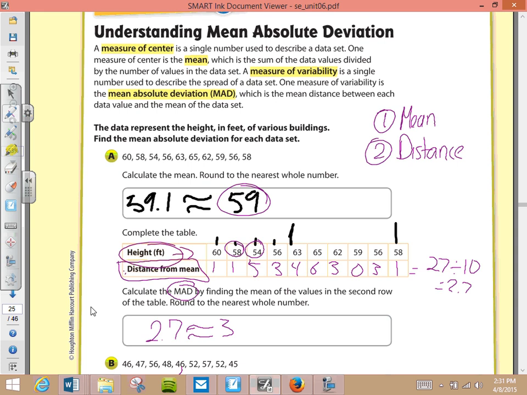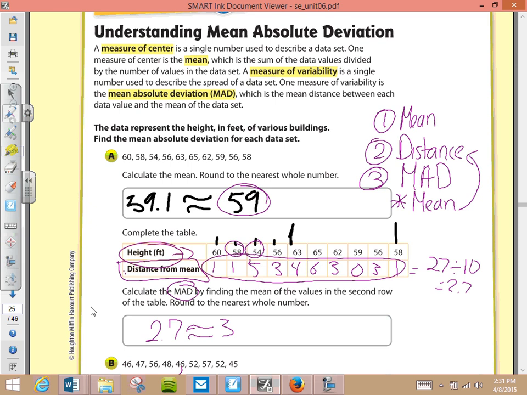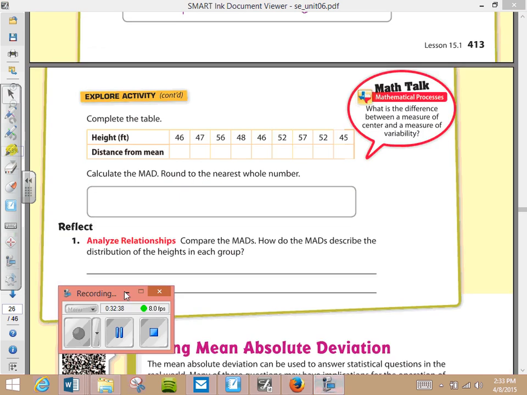Are you following? So the third step is to find the MAD, which is the mean absolute deviation. To do that, you must find the mean of the numbers that you got here. So you find the mean of all of these numbers. We added them, and we got 27. You divide it by 10, and this is your MAD. Are you sure? Okay. Let's keep going. All right, we're back.